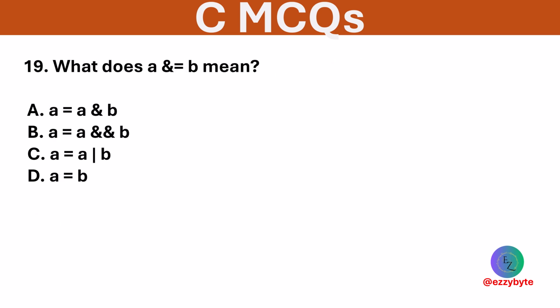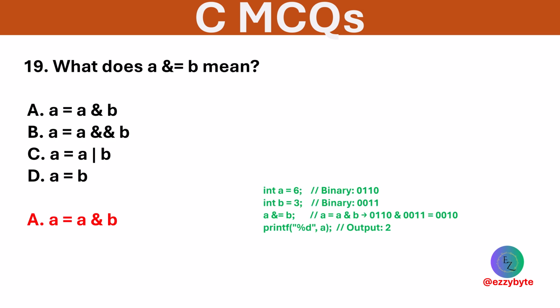What does the following statement mean? Options are given below and option A is correct. The AND equal operator is a bitwise AND assignment. It performs a bitwise AND between A and B, then it stores the result back in A.